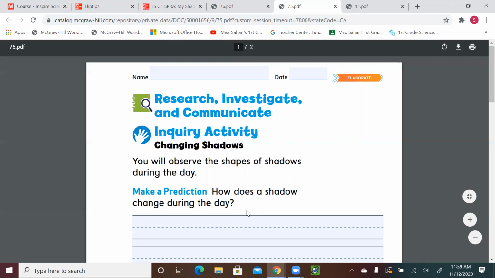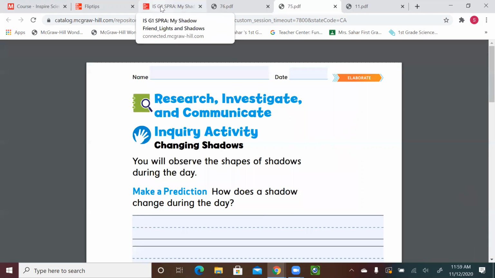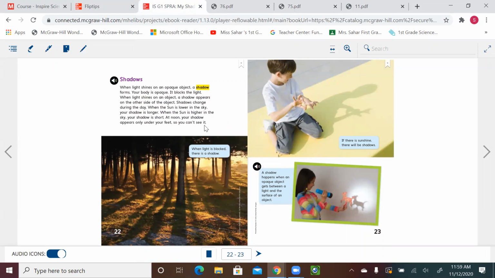If you remember, if you go back to the book we just read together, this is the part I told you to listen to carefully. Let's play it one more time. Shadows. When light shines on an opaque object, a shadow forms. Your body is opaque. It blocks the light. When light shines on an object, a shadow appears on the other side of the object. Shadows change during the day. When the sun is lower in the sky, your shadow is longer. When the sun is higher in the sky, your shadow is short. At noon, your shadow appears only under your feet, so you can't see it. When light is blocked, there is a shadow.